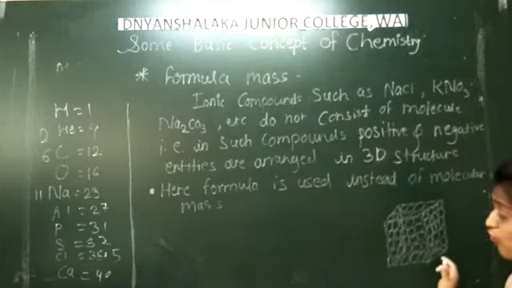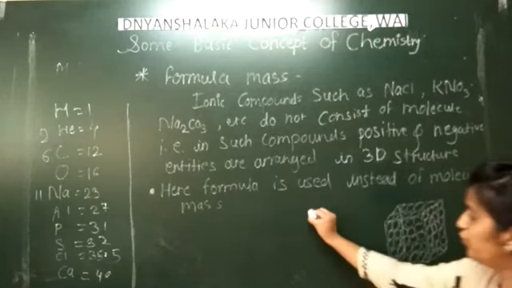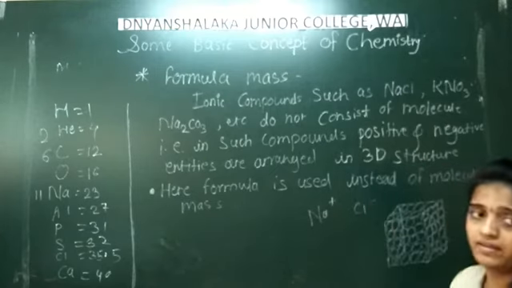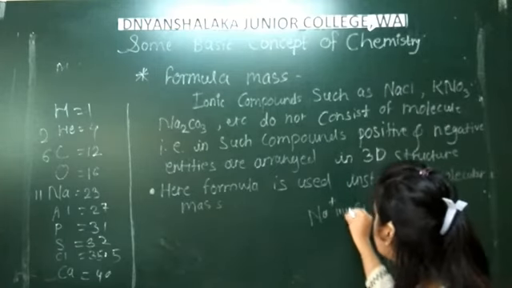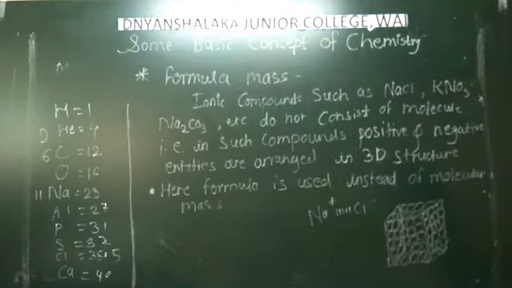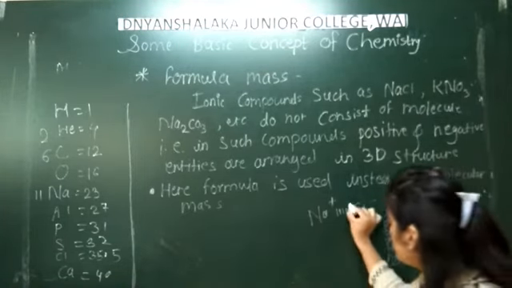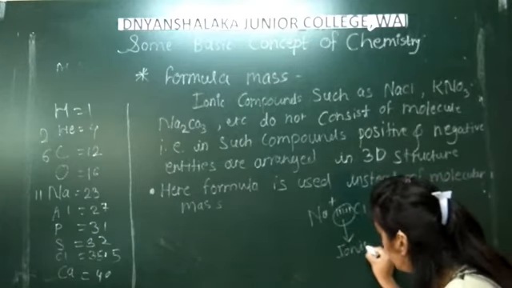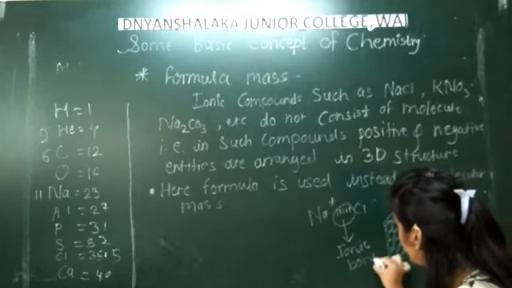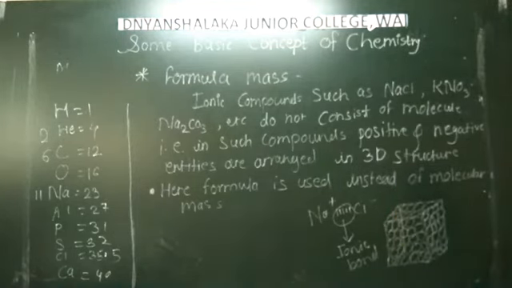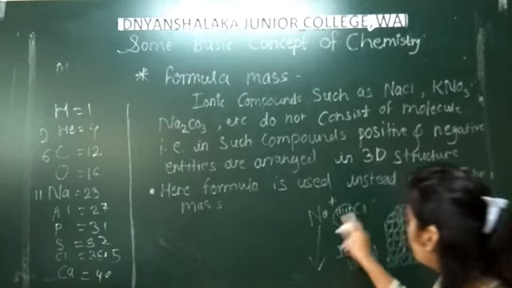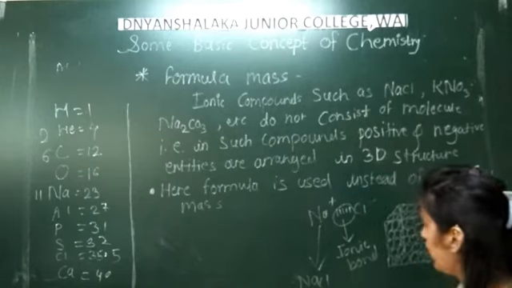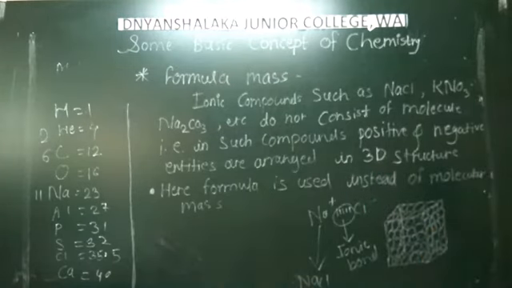Diagrammatic representation of an ionic compound. Ionic compound, for example, cation Na plus and anion Cl minus. Between Na plus and Cl minus, between oppositely charged ions, this bond is formed. This bond is known as an ionic bond, and due to this ionic bonding we get Na plus and Cl minus. We get the product NaCl, sodium chloride, and this compound is known as an ionic compound.